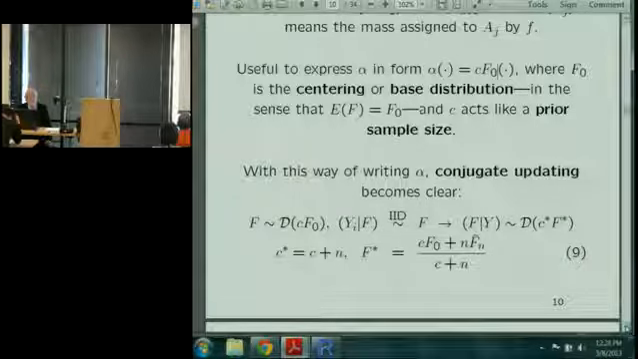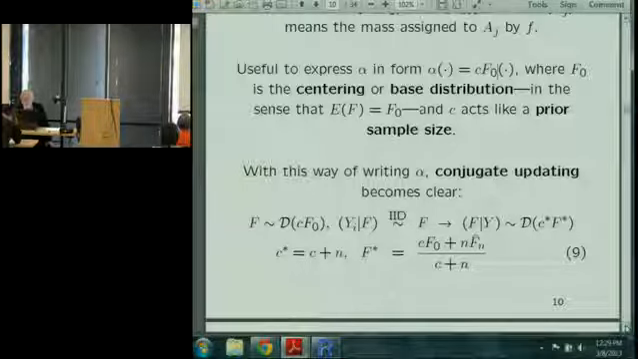It says if F is a draw from a Dirichlet process with sample size C and prior centering distribution F0, which acts like a prior guess for the underlying capital F, and if it's true that all the yi's given F are IID from F, then the posterior distribution for F given the data is going to be another Dirichlet process where C updates to C star and F updates to F star. And look how simple the updating is. C star is just equal to C plus N. In other words, posterior sample size is equal to prior sample size plus data sample size.